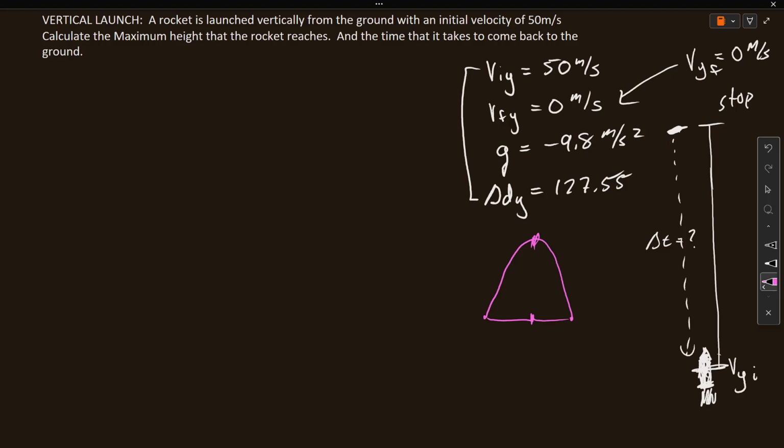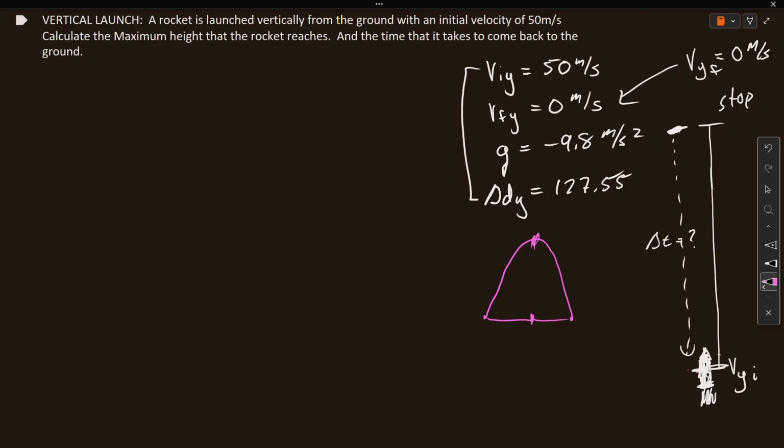So basically, what I'm going to do is figure out how long it takes to go up, right? And then I'm going to double it, right? And then we'll know how long it takes to come back to the ground, okay?